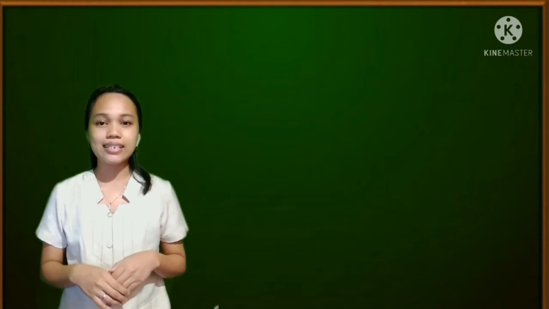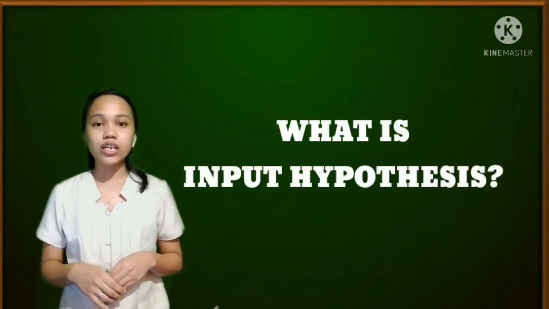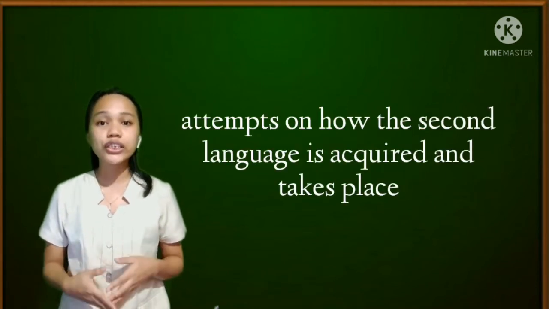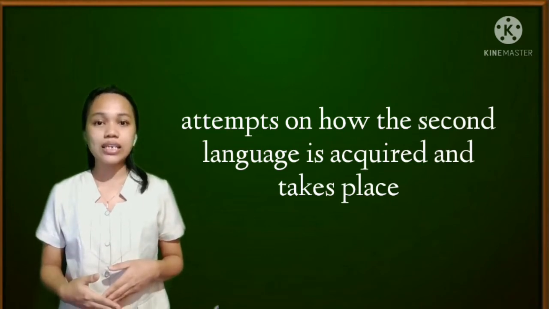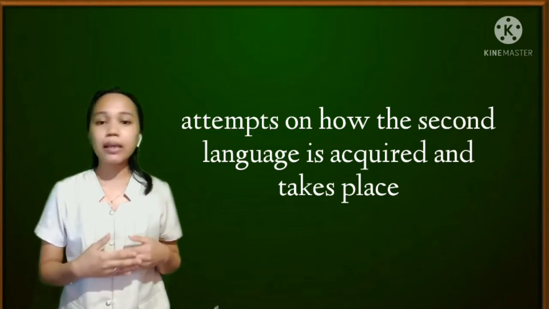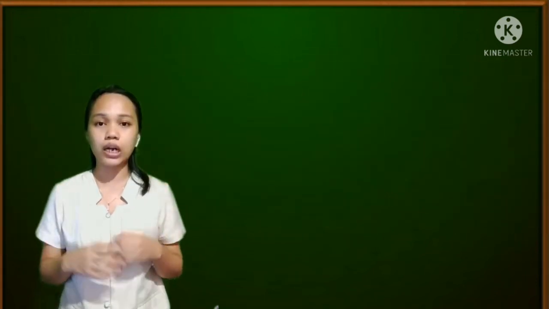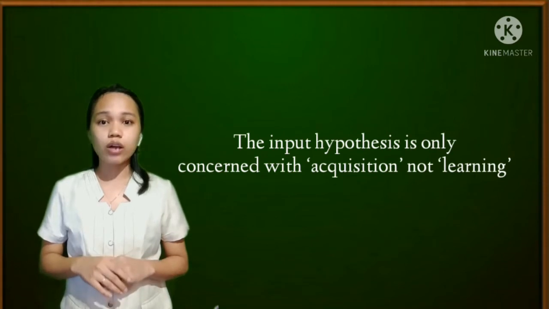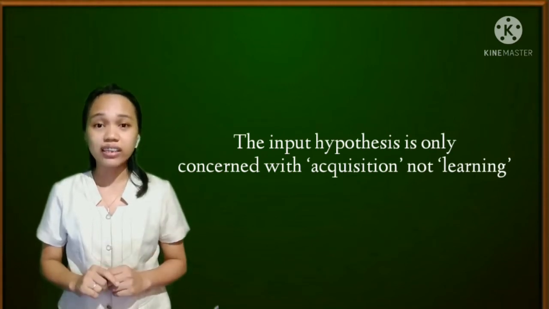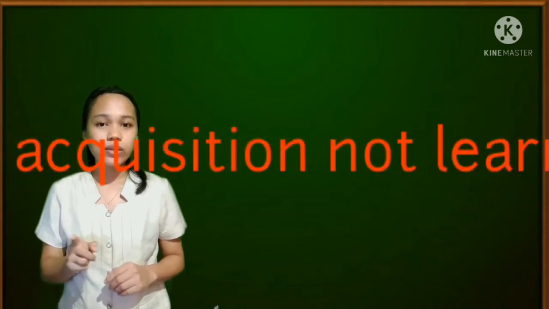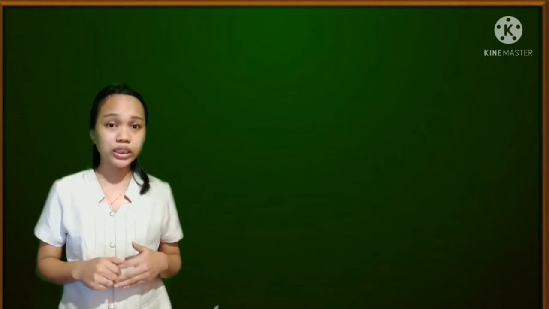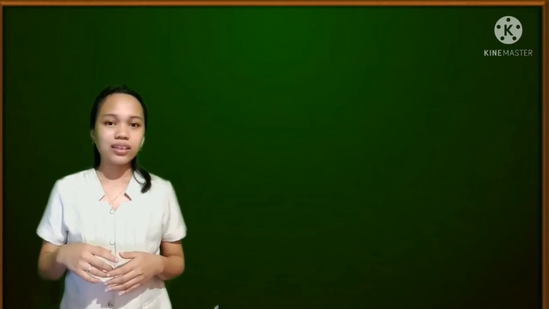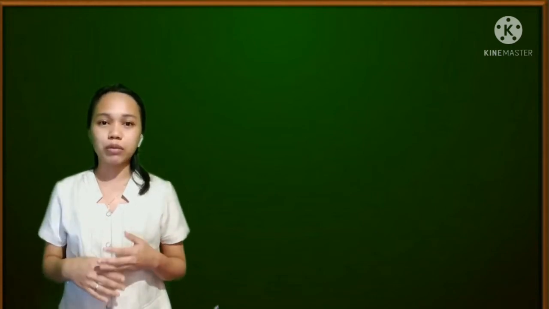Next, the third one is the input hypothesis. It is Krashen's attempt to explain how the learner acquires a second language, how second language acquisition takes place. So the input hypothesis focuses on the how part. The input hypothesis is only concerned with acquisition, not learning. Take note. Acquisition, not learning. According to this hypothesis, the learner improves and progresses along the natural order. We'll discuss what the natural order is in the last part.